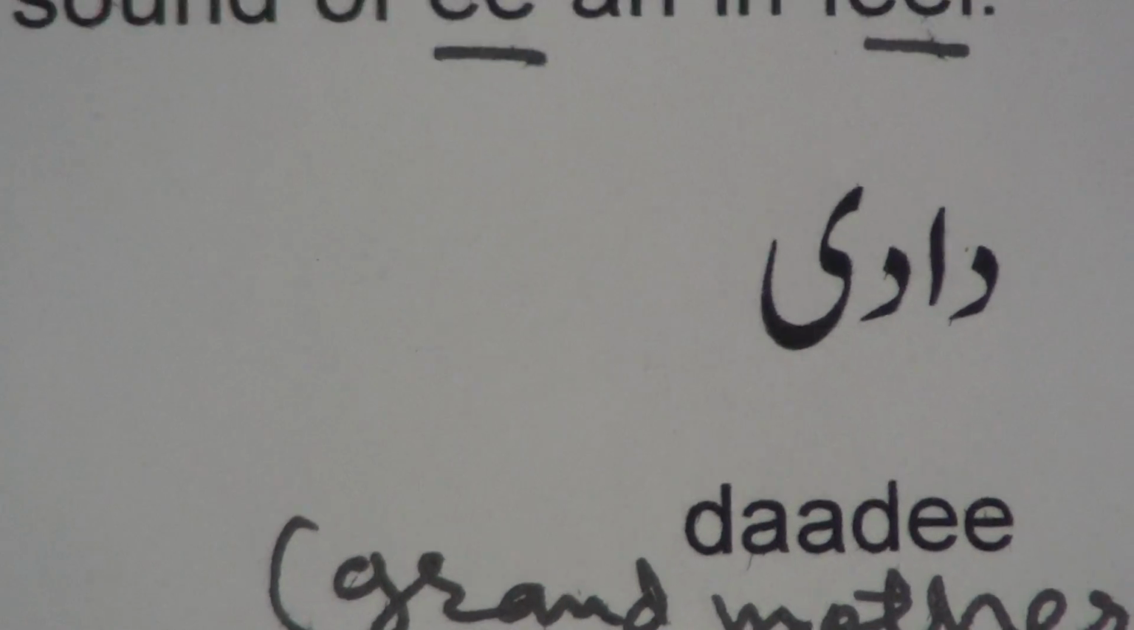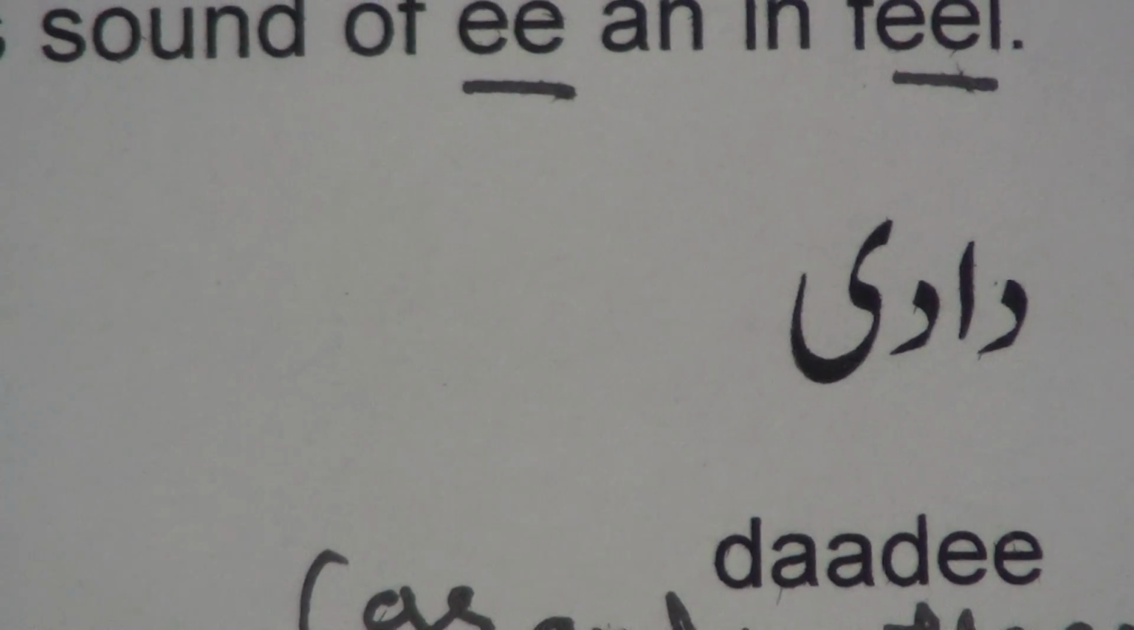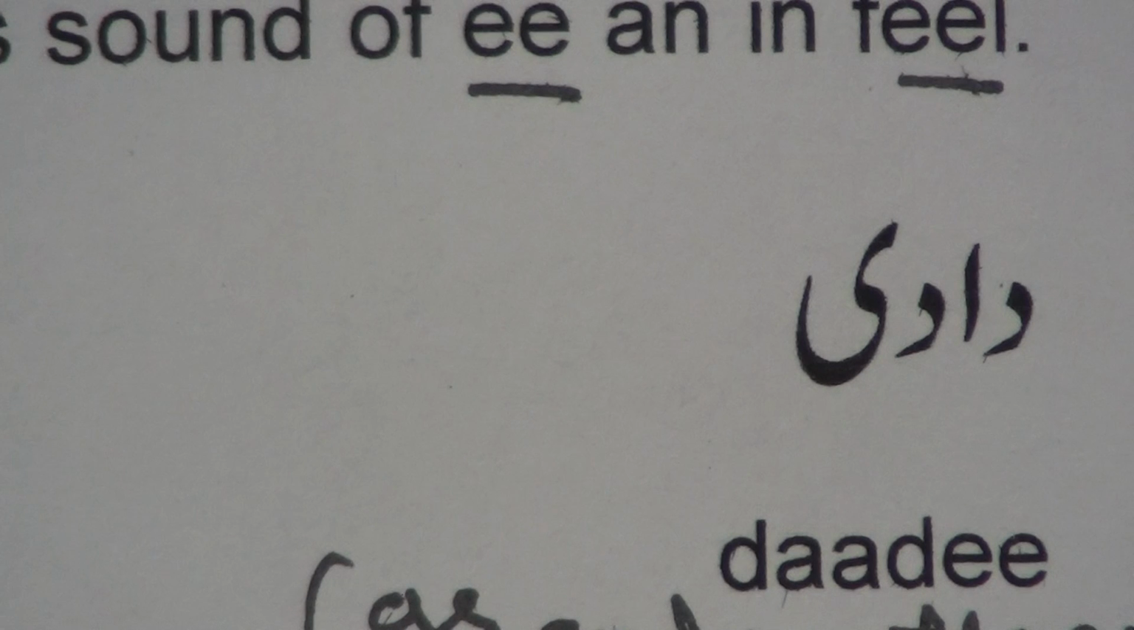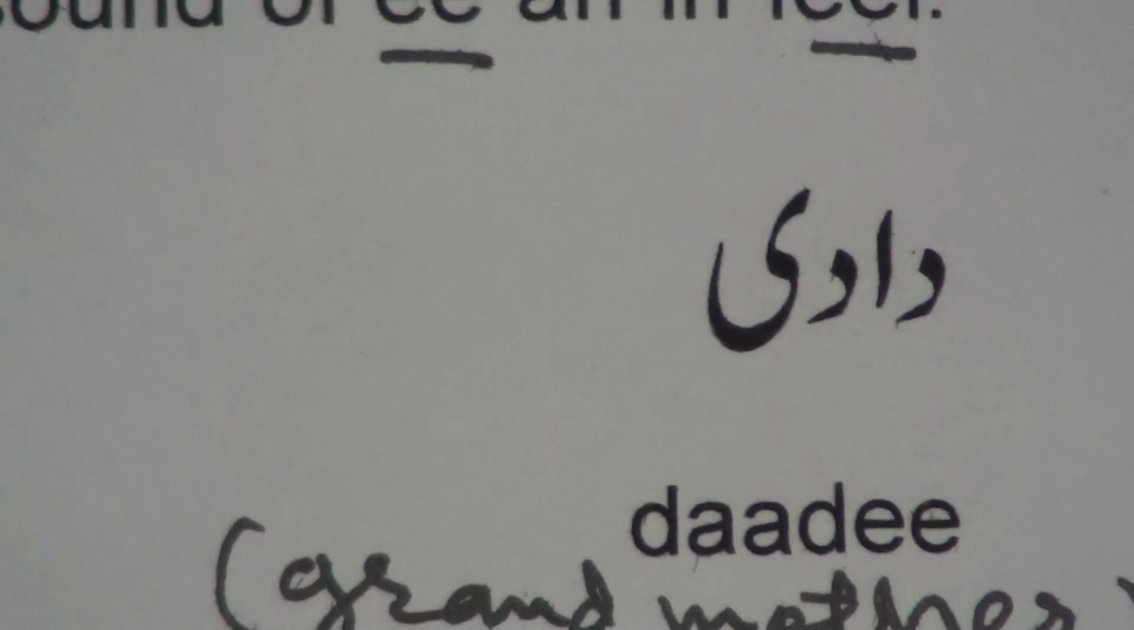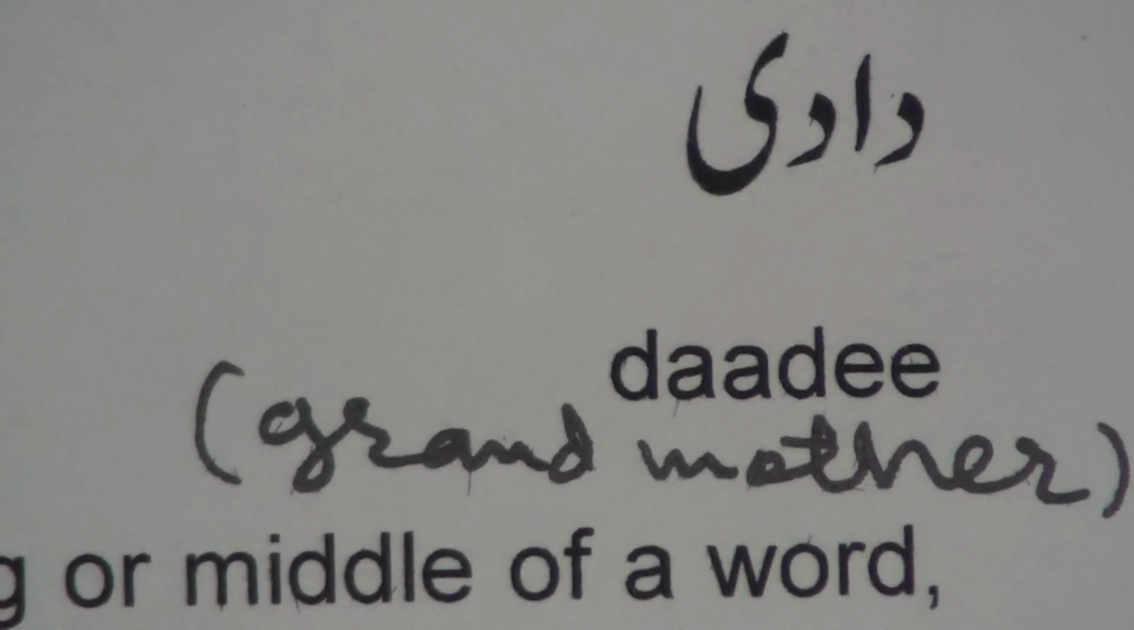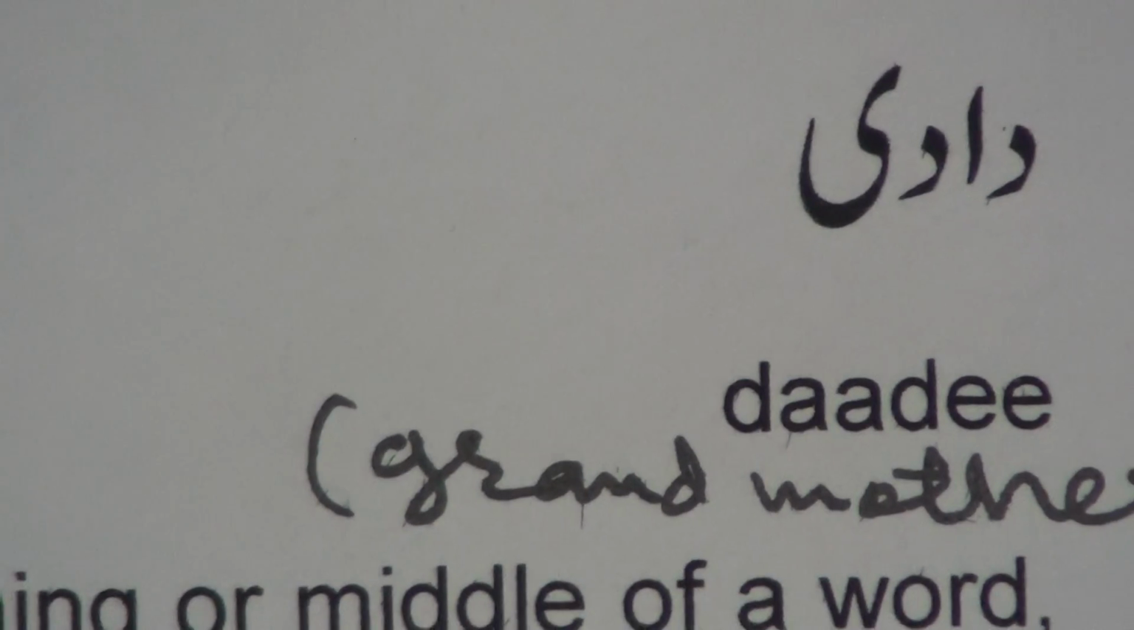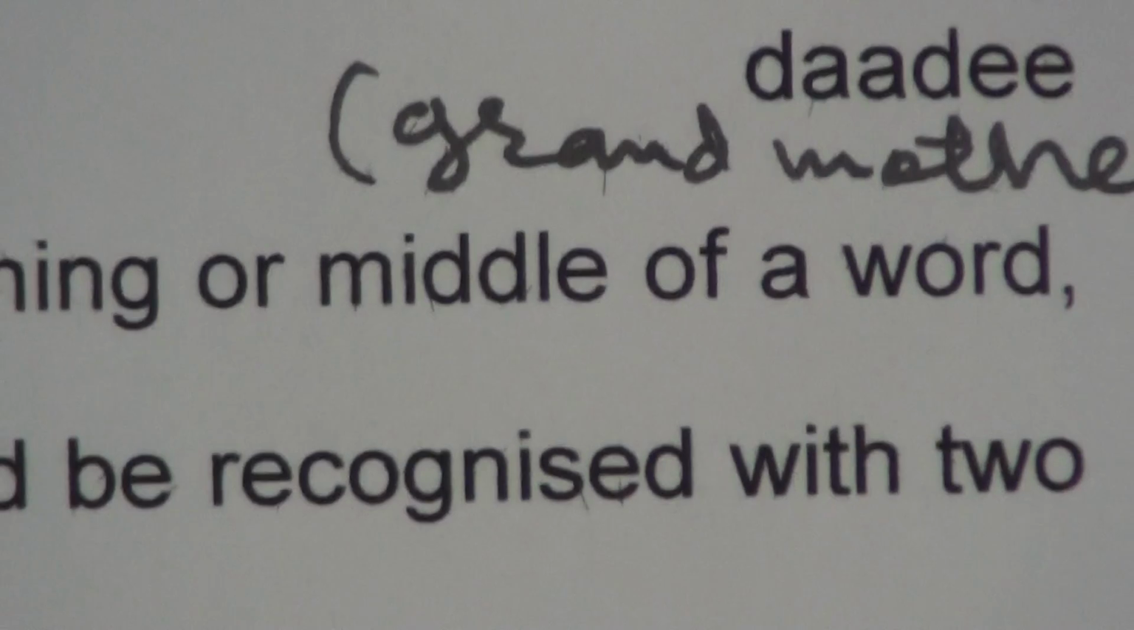We have same word grandmother for mother of father and mother of mother, but in Urdu we have separate words, one for mother of father and another for mother of mother. So this is father's mother, Dadi, grandmother.